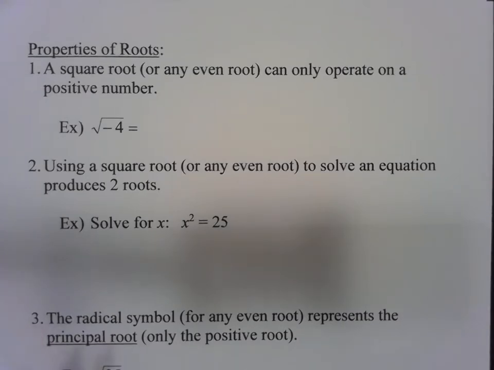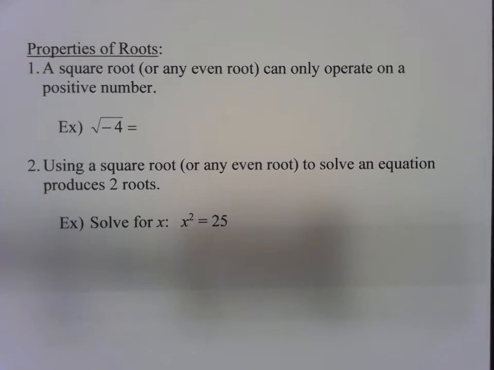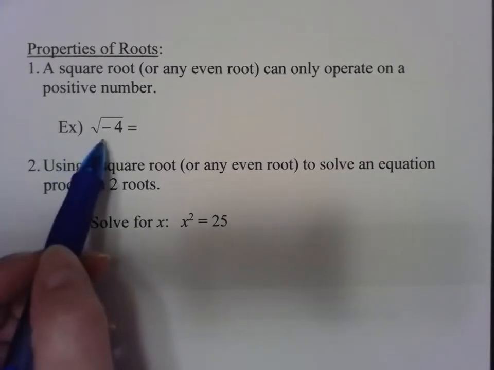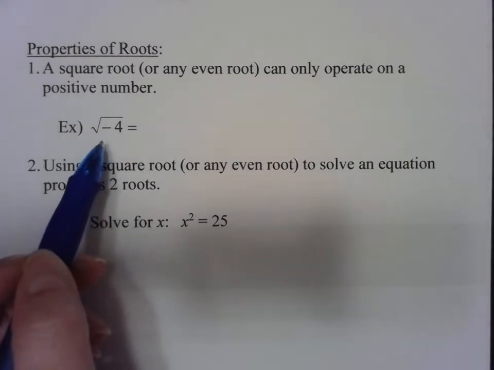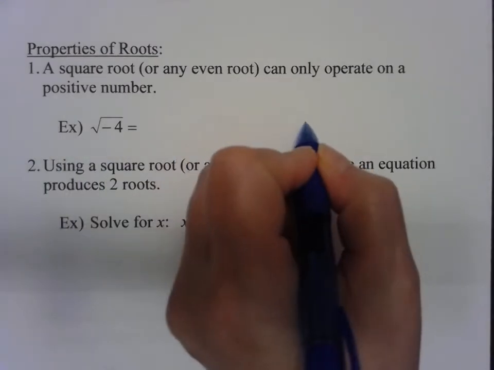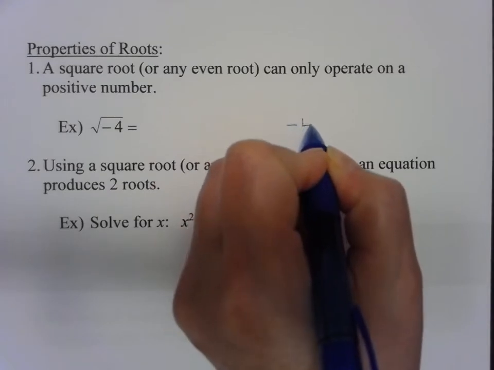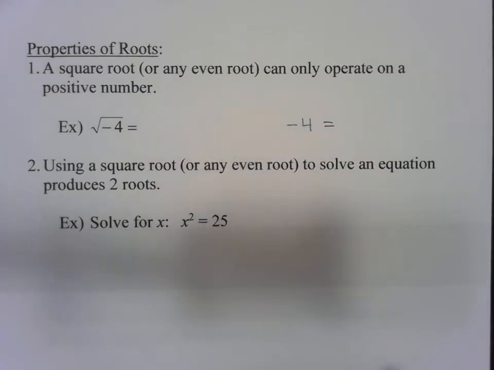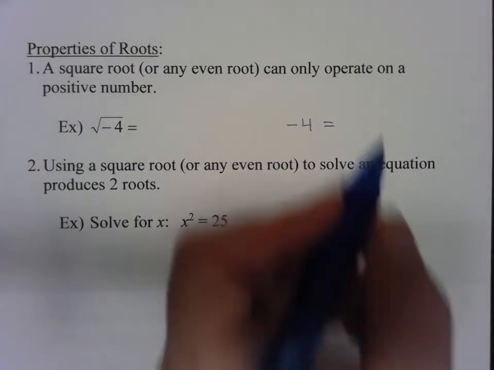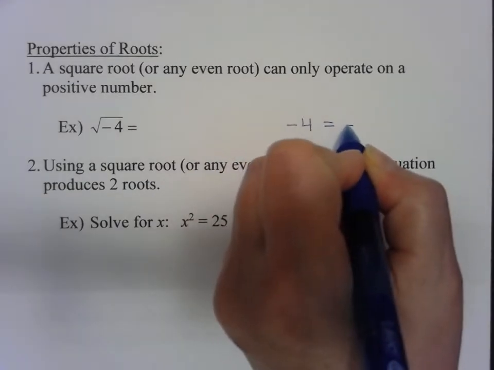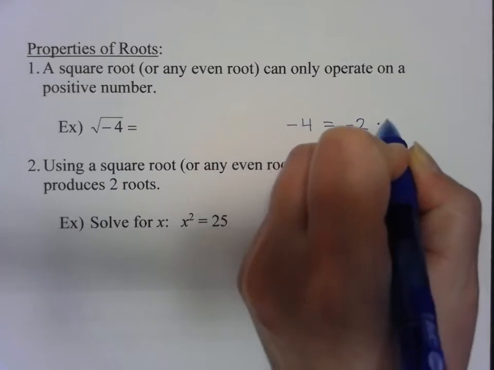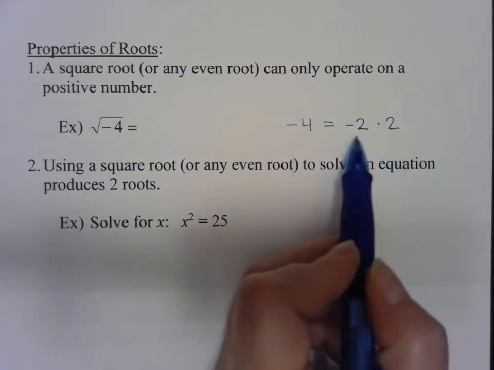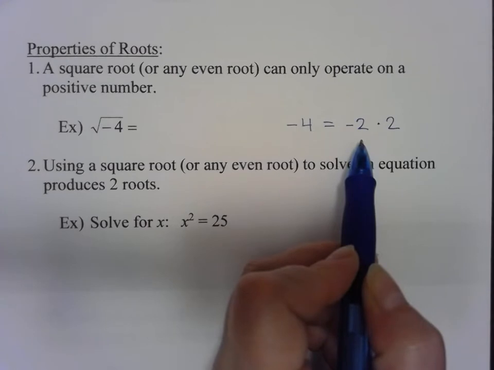The first one is a square root. Really, we're going to say square root, but we mean any even root can only operate on a positive number. So I can't take the square root of -4. The reason is, just like we were just talking about, I can't break up -4 into two equal parts that are multiplied. The best that I can do would be to break it into -2 and +2, but these aren't equal. So the square root cannot really do its job.